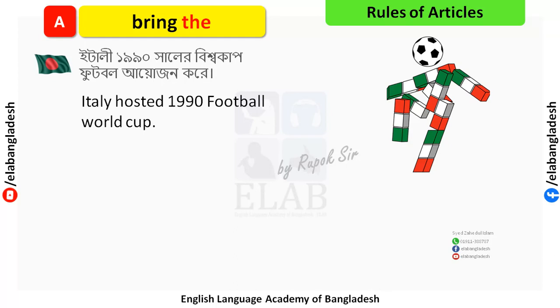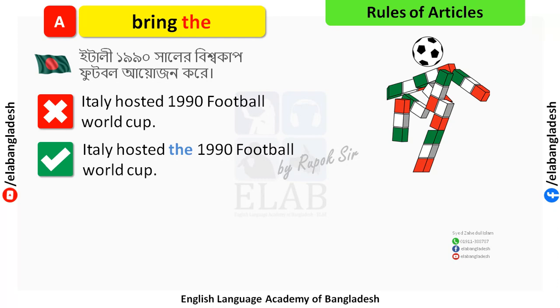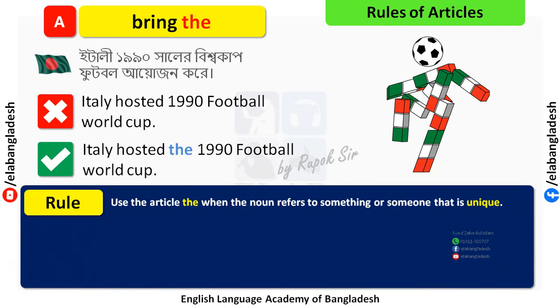Italy hosted 1990 Football World Cup. Italy hosted the 1990 Football World Cup. Use the article the when the noun refers to something or someone that is unique.